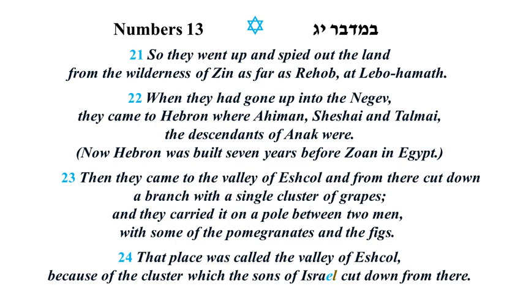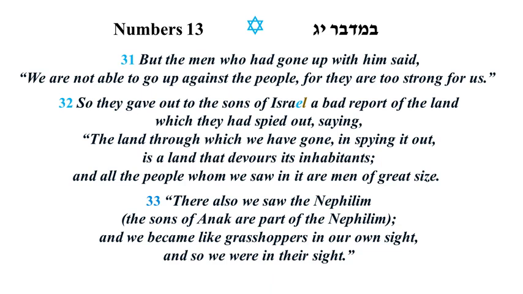Verse 31. But the men who had gone up with him said, this is now they come back from spying, and now they're bringing their report. But the men who had gone up with him said, we are not able to go up against the people, for they are too strong for us. So they gave out to the sons of Israel a bad report of the land, which they had spied out, saying, the land through which we have gone in spying it out is a land that devours its inhabitants. And all the people whom we saw in it are men of great size.